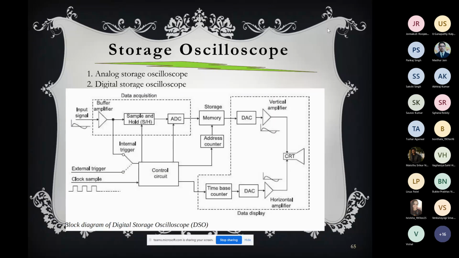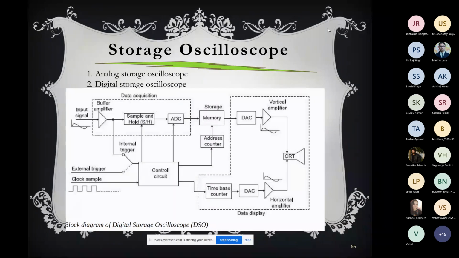For example, with this CRO, is it possible to see at a later point of time what value the voltage was at what time? No, you cannot store the time versus amplitude of the voltage. There is no option of storing. So the CRO is not a storage oscilloscope. There is another type of oscilloscope, which is a little costlier, where you can store the data. Those oscilloscopes are called storage oscilloscopes.